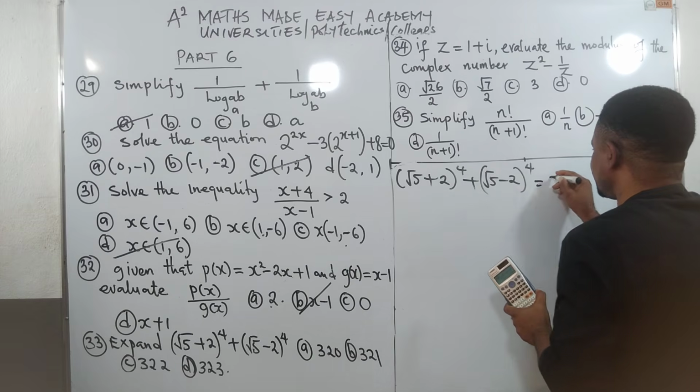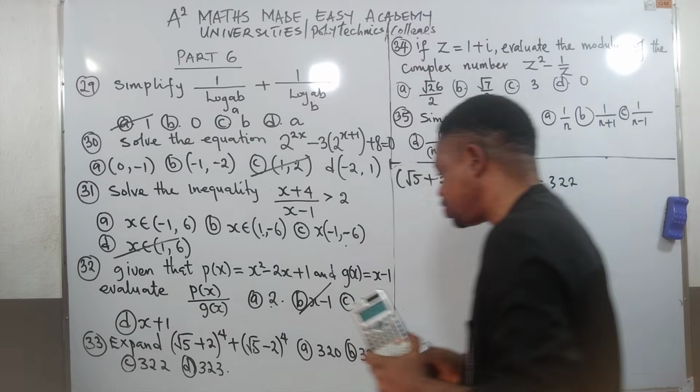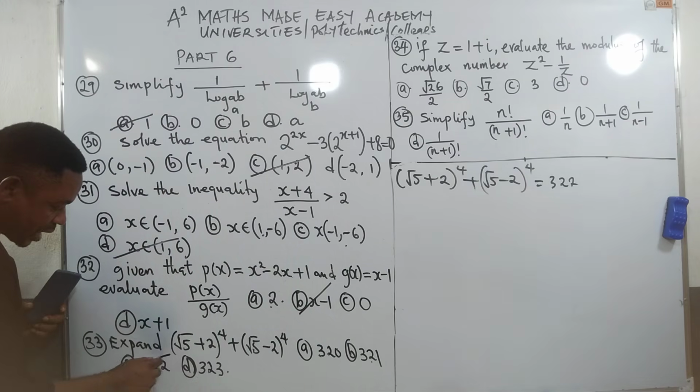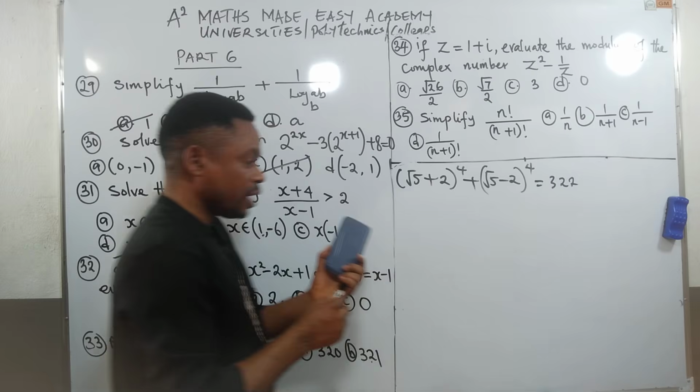We have 322, and you have 322 in the options. Wow, the correct answer is option C.